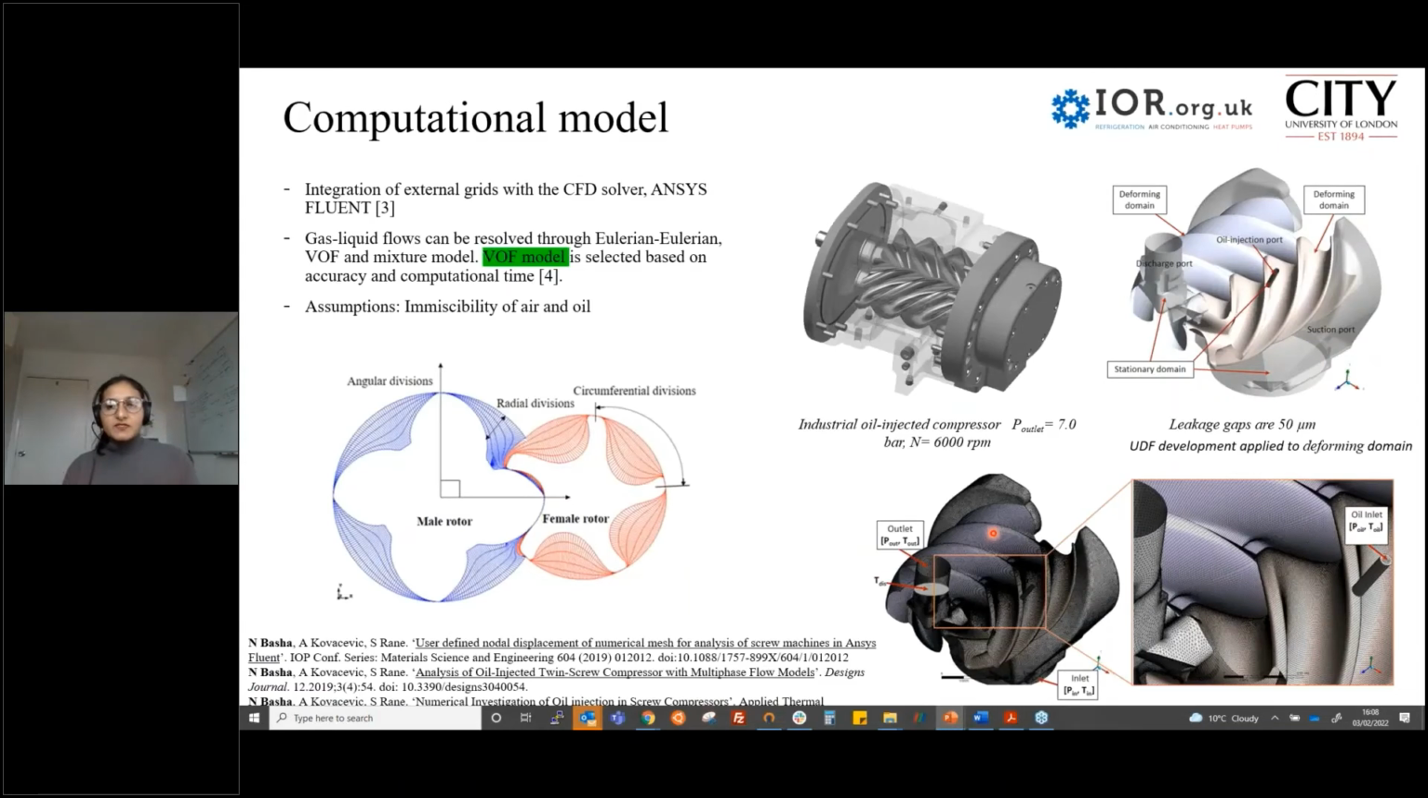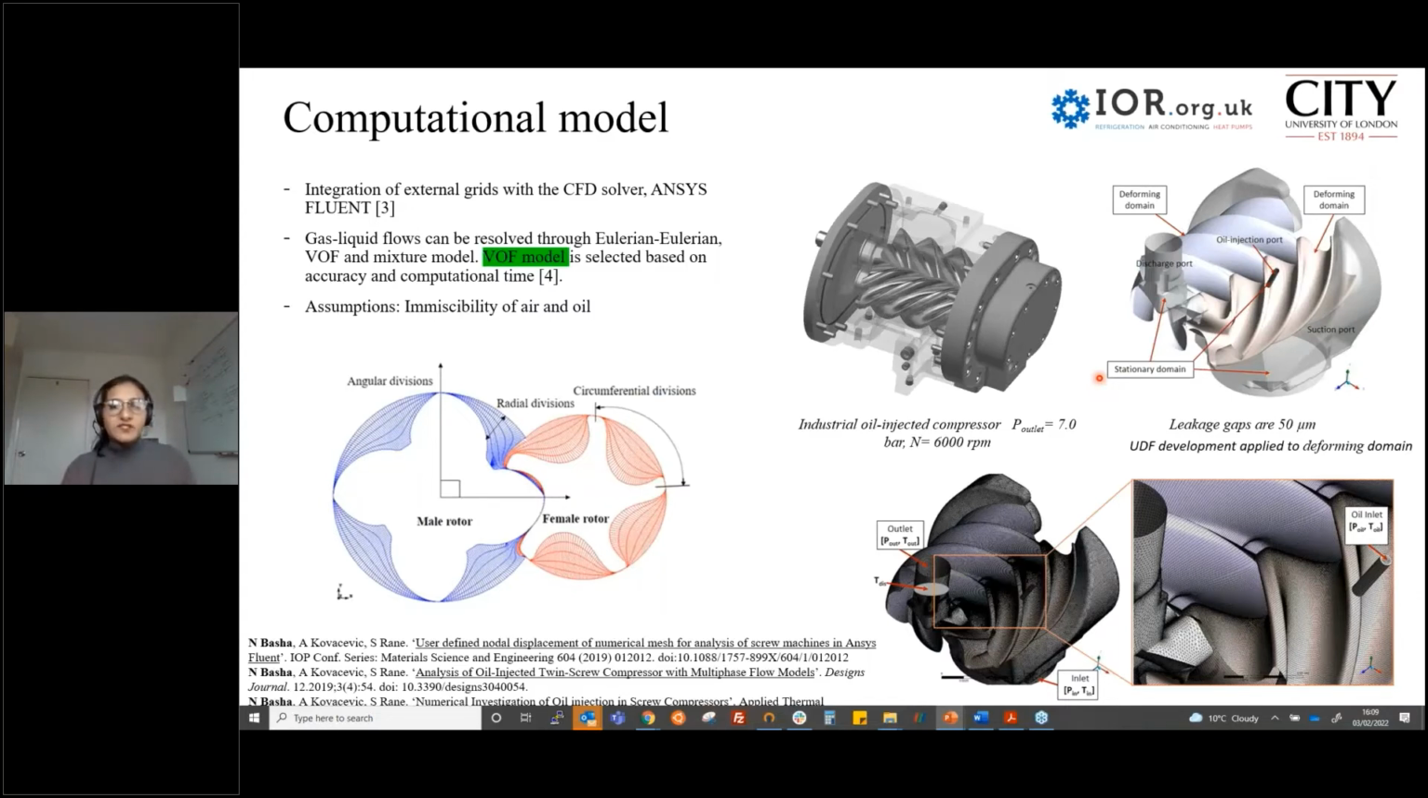That brings us to how we develop the computational model itself. Before we jump into the computational model for an industrial compressor, we had to do a whole lot of integration with the external grids with the Fluent solver. If you're doing CFD, you would know that the grids are quite a complex part of CFD. For twin screw compressors, they are much more complex because first of all, they are rotating, and then there are very thin leakage gaps. For example, the industrial compressor that we have here has a very thin clearance gap of 50 micron. So doing a mesh for that is quite intense and quite complex.